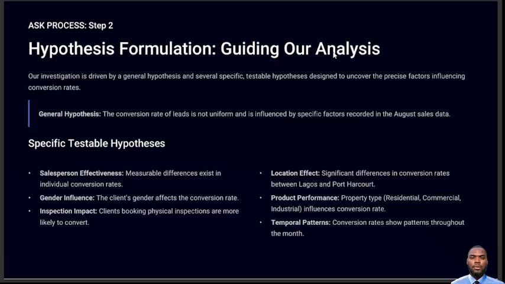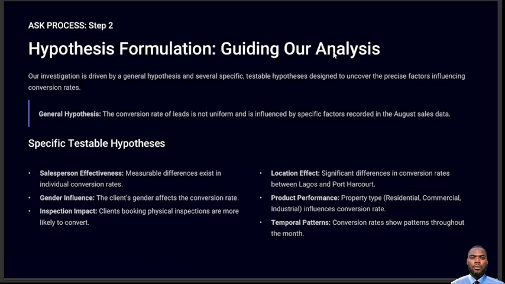Okay, everybody, let's come back. So these are the hypotheses that we generated. Like Lawrence said, the conversion rate of lead is not uniform and is influenced by specific factors recorded in the August sales data. So Lawrence said one thing we'll be interested in, was it Lawrence or you? It was you, yeah.